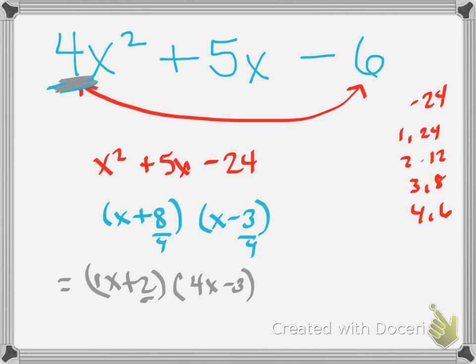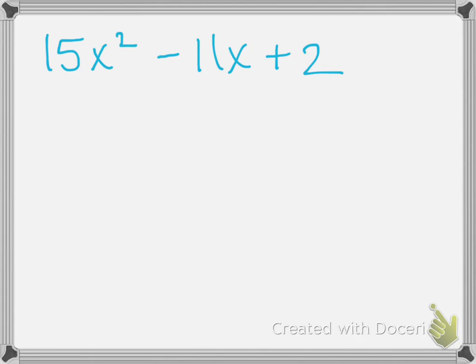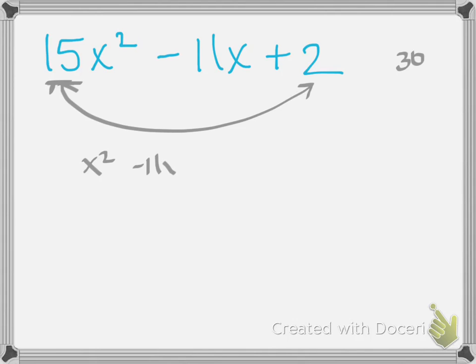Alright, so one more example, just for anybody else that needs to see another one. Okay, so you'd have to do bottoms up again because, yep, there's a number in front of x squared. So I'm going to multiply, and I'm going to get 30. So you're going to rewrite this, okay, just like that.